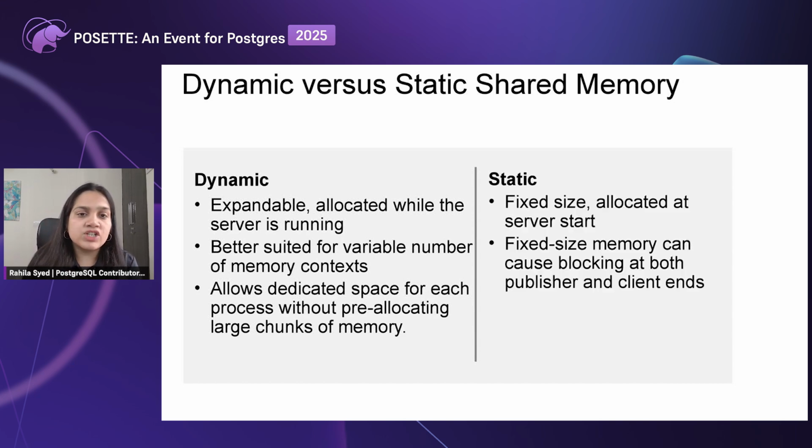Static shared memory is fixed size and it is allocated at the server start. So that's why we need to know the size in advance, which is not possible in case of memory contexts stats. If you imagine something like a fixed size chunk, like a queue, for instance, then when the queue becomes full, a publishing process will have to wait for the client to read the stats before publishing new stats. So that would result in wait times and delays at the publishing process.